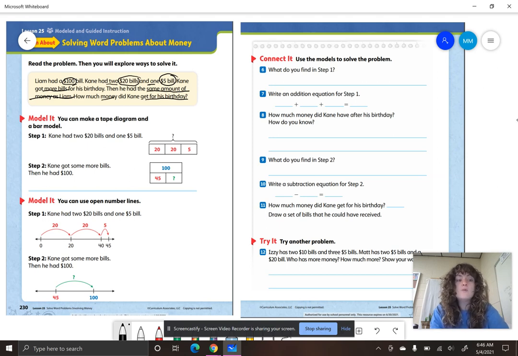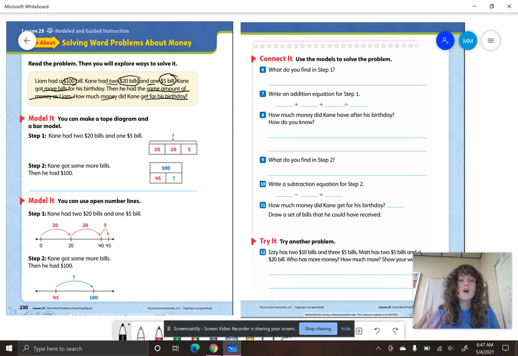So step 1 was that Kane had two $20 bills. So that would be 20 plus 20 and one $5 bill. So $5. So what would 20 plus 20 plus 5 be, Smarties? 45. Step 2 is Kane got more bills so he had 100. So he had the same amount as Liam after his birthday. So our whole in our bar model is 100. The money that Kane had was 45, and we're trying to find the amount that he got for his birthday.